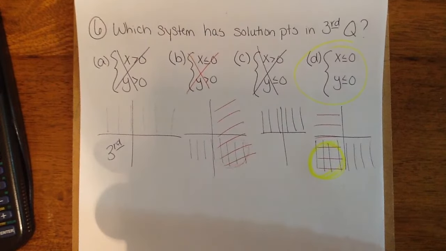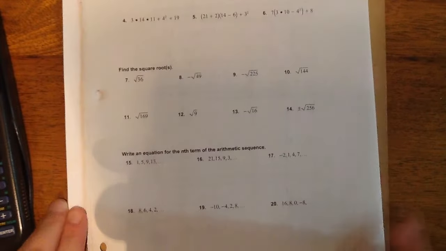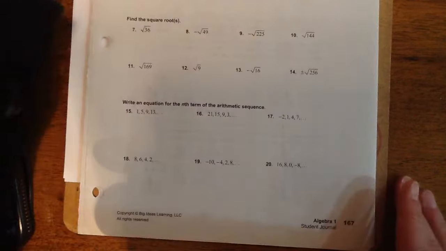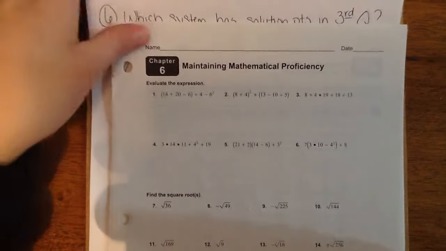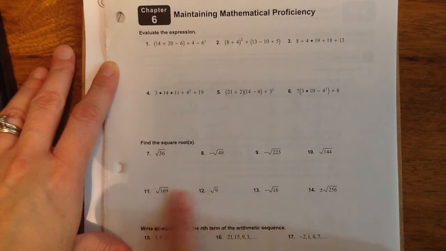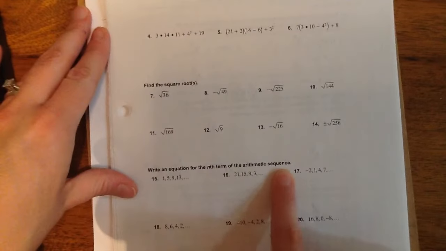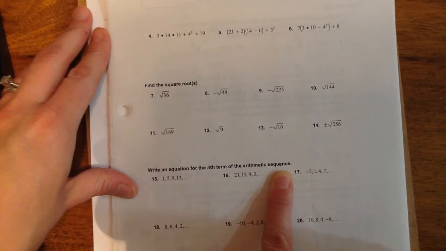What I want you to do now is in your student journal, I want you to turn to page 167, where it says maintaining math proficiency on page 167. And I want you to go ahead and work these problems out. Probably the most important section is going to be this piece here in the middle. Okay, this is kind of what the next chapter is going to involve, but you will also see some sequences in this next chapter, in chapter 6.